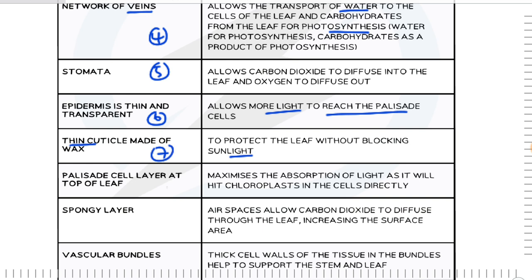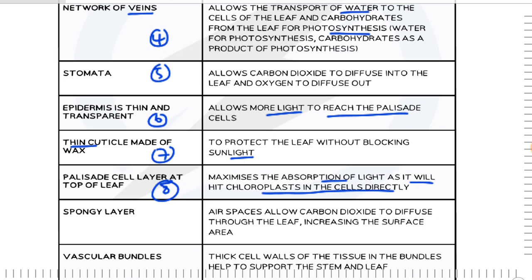That's the 7th one. Then the 8th one, the palisade cell layer at the top of what? The leaf. Because the palisade cells are positioned at the top of the leaf, that maximizes the absorption of sunlight, as it will hit the chloroplasts in the cells directly, because they are at the top. If they were at the bottom, it would be a problem, because light has to pass through a lot of things. So because they are at the top, light will easily pass through and go straight to the palisade cells.